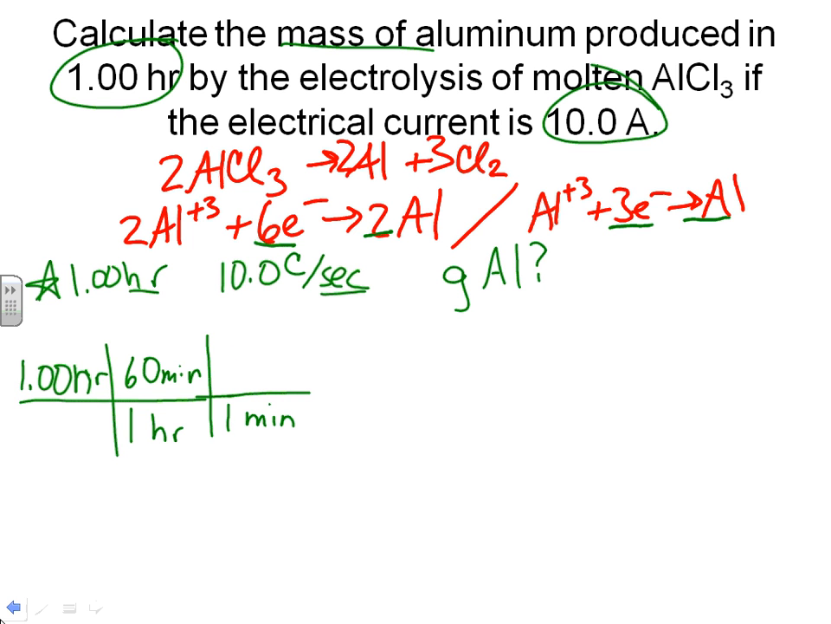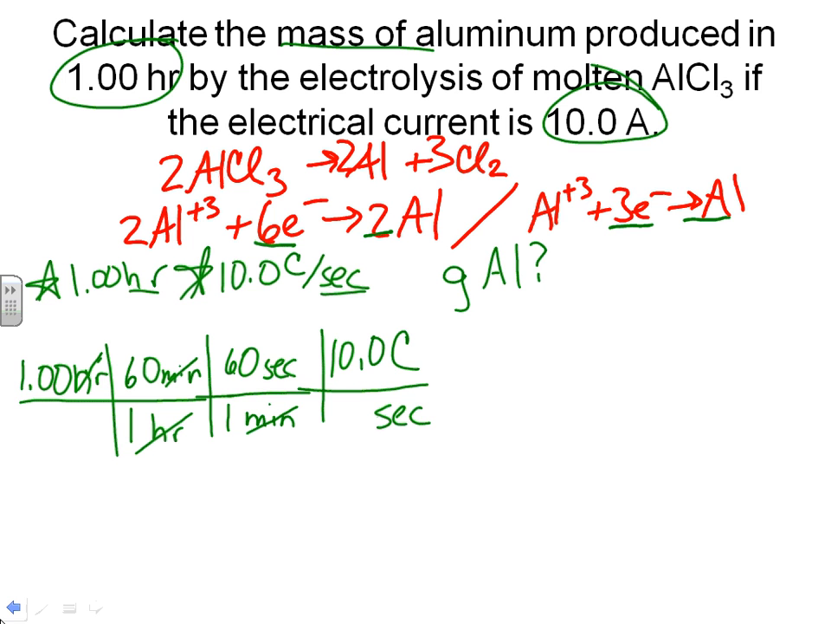60 seconds. Dimensional analysis: units on top and bottom. If they're both on the top and on the bottom, then the units cancel out. Now I have seconds on the top, so I want to put seconds on the bottom. What do I have that involves seconds? Amperage. 10 coulombs per 1 second. That's what that is saying. So this allows me to turn seconds into coulombs.